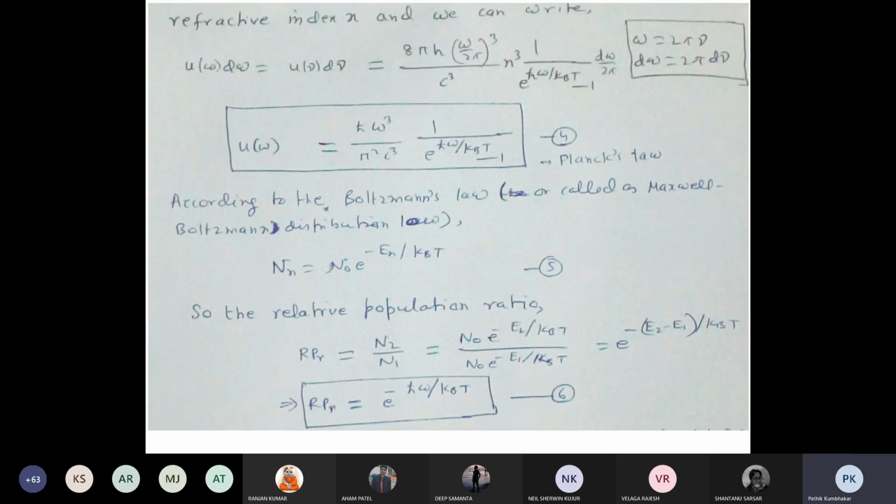Now equation 4 and 2 should be compatible. And before that, the value of n1 by n2.